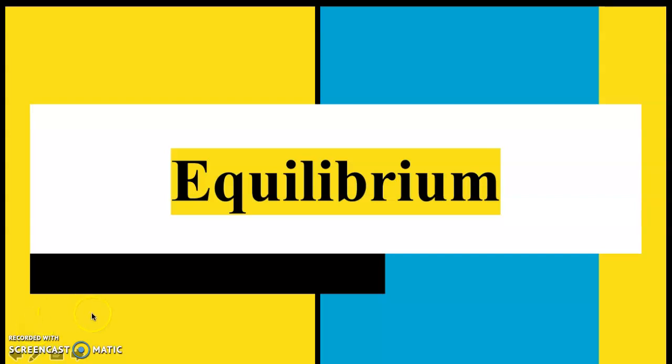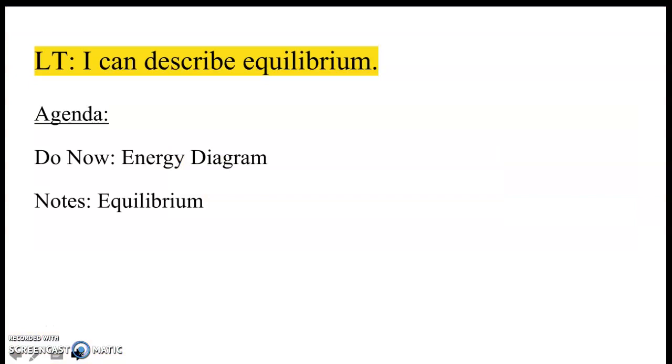Hi everyone, today we're going to talk about equilibrium. What I'd like you to be able to do is describe what conditions are occurring when a chemical reaction is at equilibrium. So we're actually going to talk about three types of equilibrium. We're going to focus on chemical equilibrium. We're going to start with a do now on energy diagrams and then take our notes.